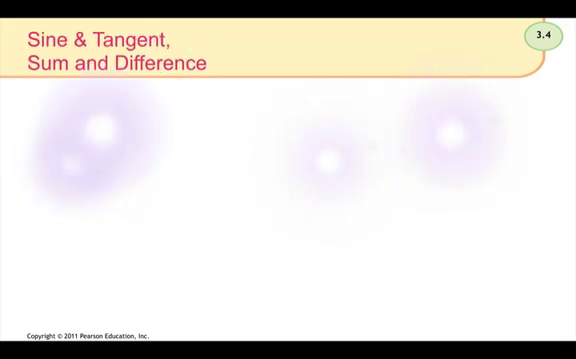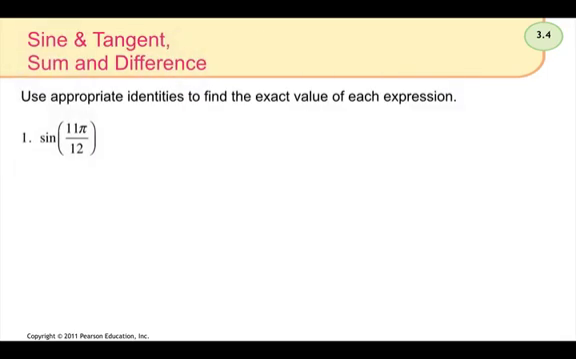So here's number one. It says use the appropriate identities to find the exact value of each expression. So we need to compute sine of 11 pi over 12. I'm going to notice that we're not going to be able to find this on the unit circle, so we change this to degrees. And then at this point, I am going to rewrite 165 as the sum of two angles. So 120 plus 45, and again, these two angles do come from the unit circle.